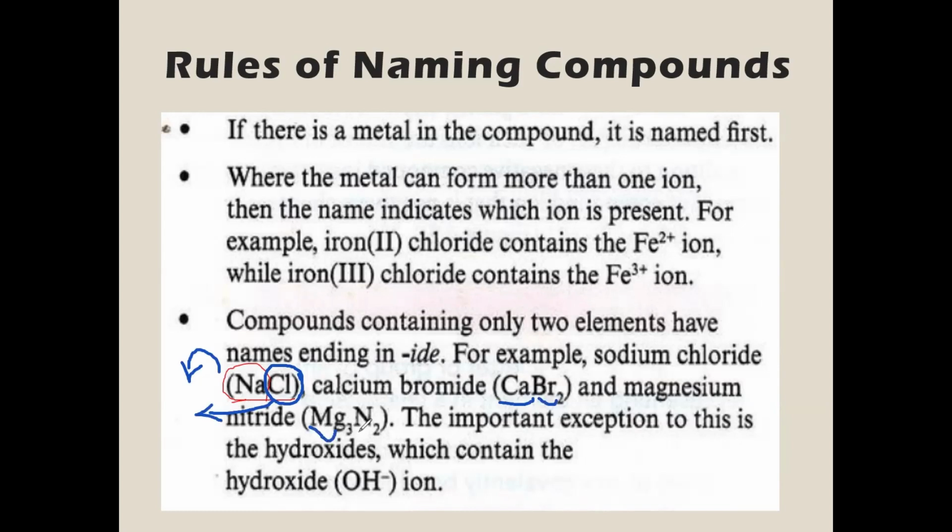Magnesium and nitrogen. Magnesium is a metal, so we'll start the naming with magnesium. And then nitrogen, we have two atoms, so we'll add ide: nitride. Hydroxide: when iron comes anywhere, we will add the ide because its name is hydroxide.